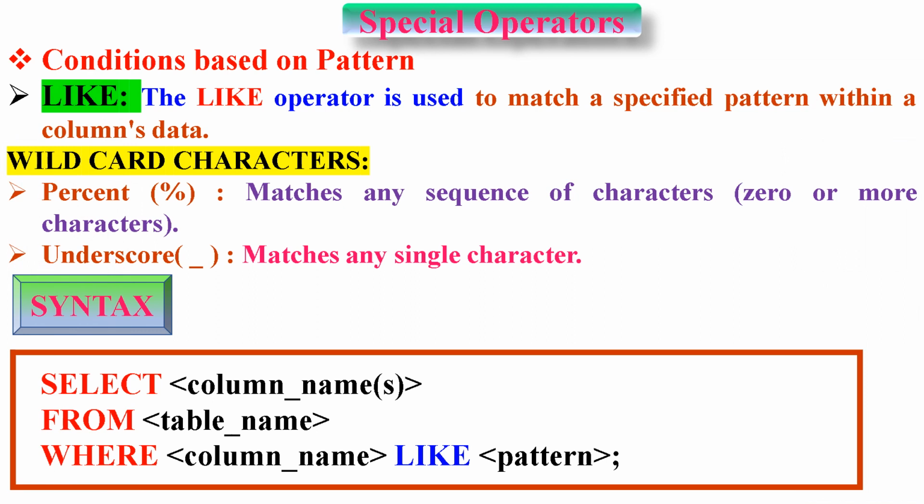Conditions based on pattern. Let's discuss the like operator. The like operator is used to match a specified pattern within a column's data. This operator is used with the columns of type char and varchar. The like operator searches the column to find if a part of this column matches the string specified in the parentheses after the like operator in the command.